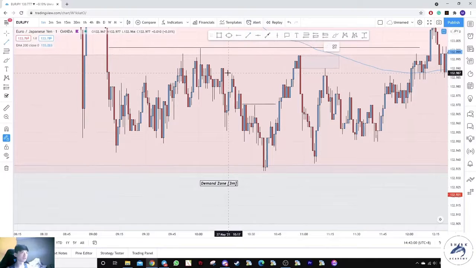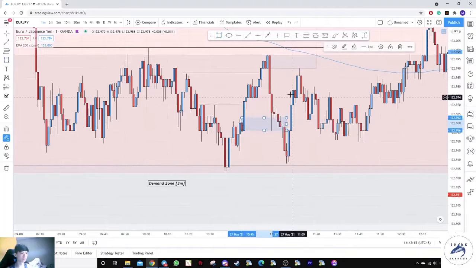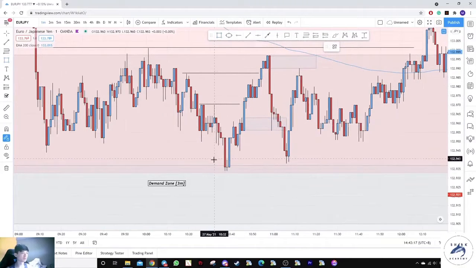And as well as here. So this is the low that created this high, this is the high that created the low, right? And as prices breaks this level, we are looking for a pullback, right, towards two levels. The first level would be here, and the second level would be here.